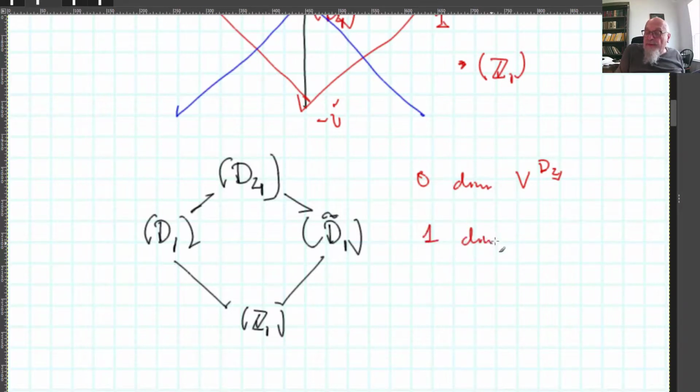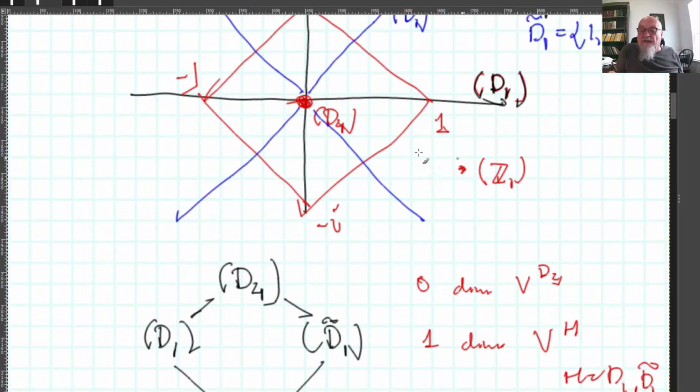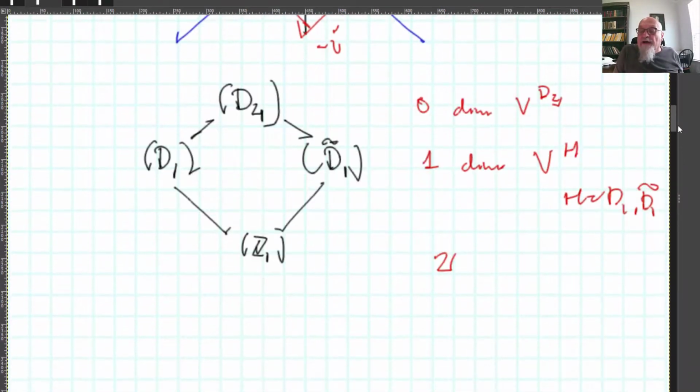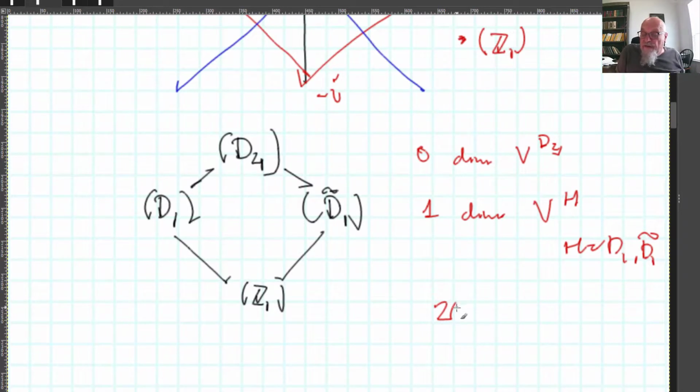That one is 1-dimensional, and this is VH for H equal D1, so H is equal D1 or D1 tilde. And here the fixed point space is 2-dimensional. You see, 2-dimensional, everything, you know, like it fills the plane. So everything what is equal, and so the isotropy is equal to Z1 or larger, so that means the whole space. So this will be 2-dimensional, and VZ1 is just simply equal to V.